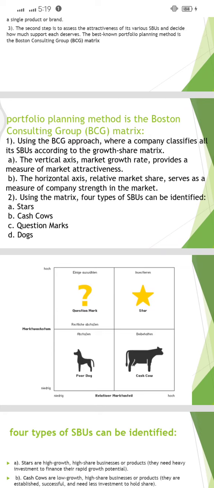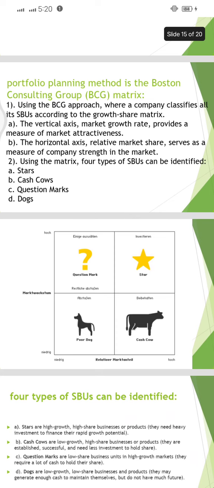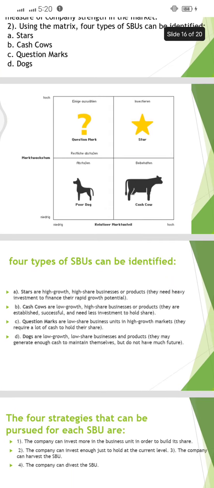Number A, stars. Number B, cash cows. Number C, question marks. Number D, dogs. आगे देखते हैं, 4 types of SBU can be identified.